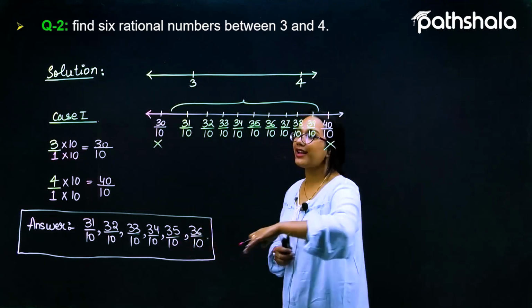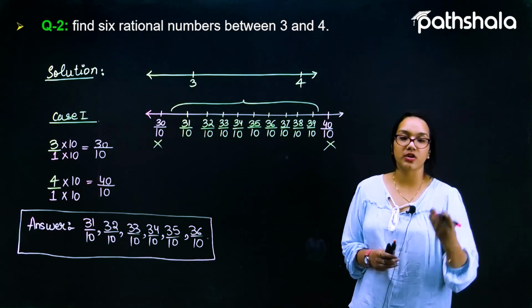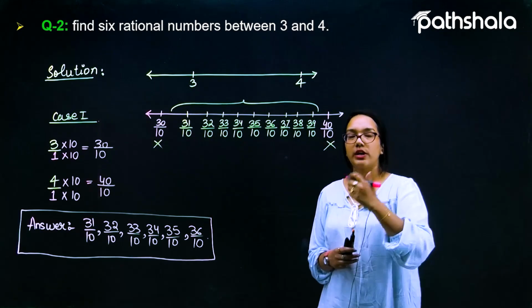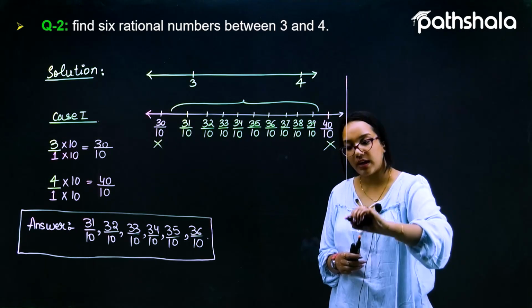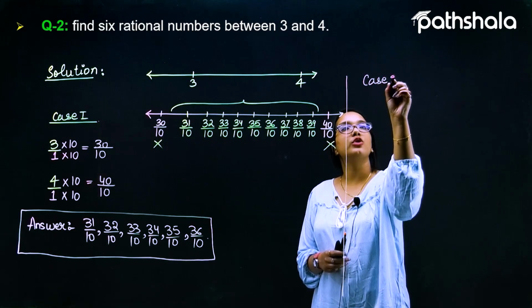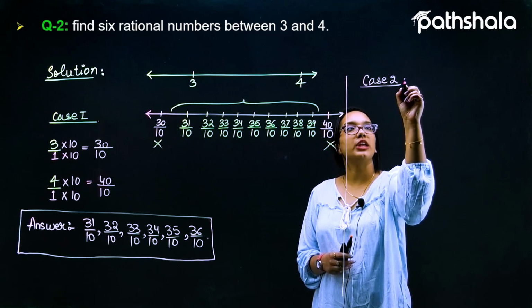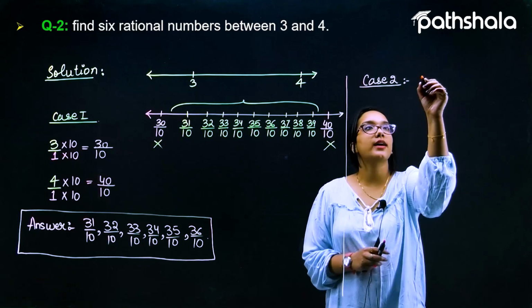So let us suppose I'll take another case with the help of which I can also find the rational numbers in between 3 and 4. I'm talking about case 2, which is also useful in order to find any 6 rational numbers between 2 rational numbers. This is called the mean method.